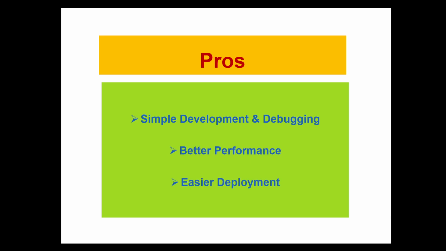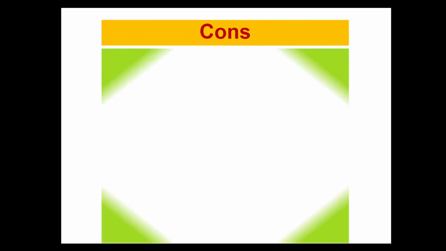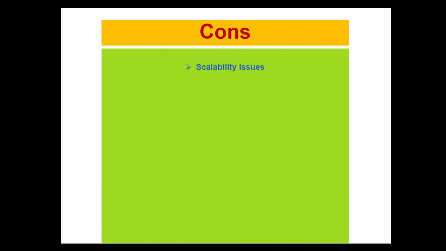Although it has a few small advantages, it comes with numerous drawbacks. So the first con is a scalability issue. Due to its tightly coupled nature, it leads to challenges such as scalability issues: it is hard to scale individual components and requires scaling the entire application. High infrastructure cost: scaling the whole system instead of individual services can be costly.